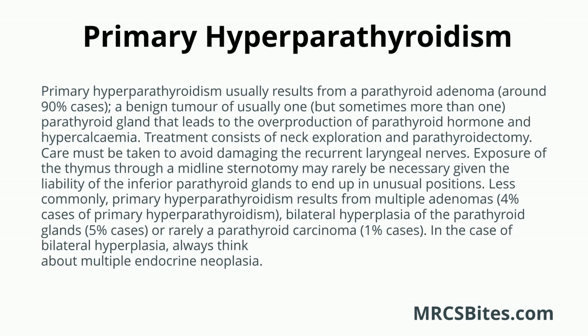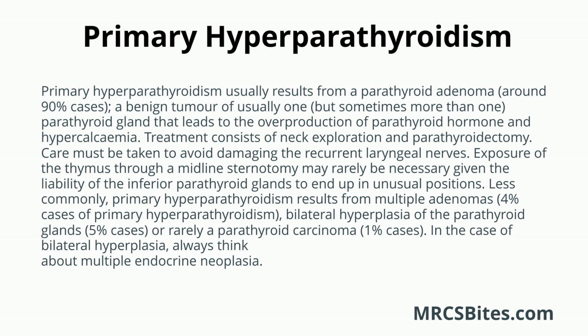Primary hyperparathyroidism usually results from a parathyroid adenoma, around 90% of cases. A benign tumor of usually one, but sometimes more than one, parathyroid gland that leads to the overproduction of parathyroid hormone and hypercalcemia. Treatment consists of neck exploration and parathyroidectomy. Care must be taken to avoid damaging the recurrent laryngeal nerves. Exposure of the thymus through a midline sternotomy may rarely be necessary given the liability of the inferior parathyroid glands to end up in unusual positions.